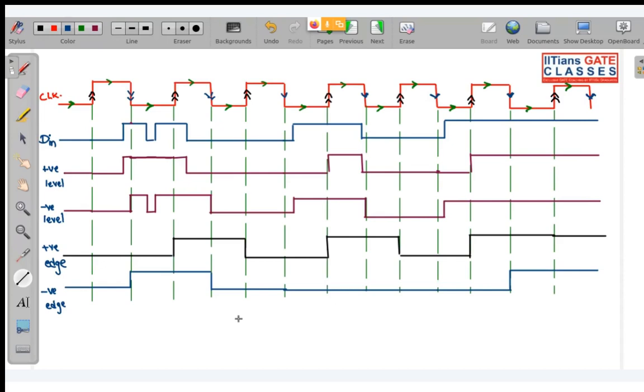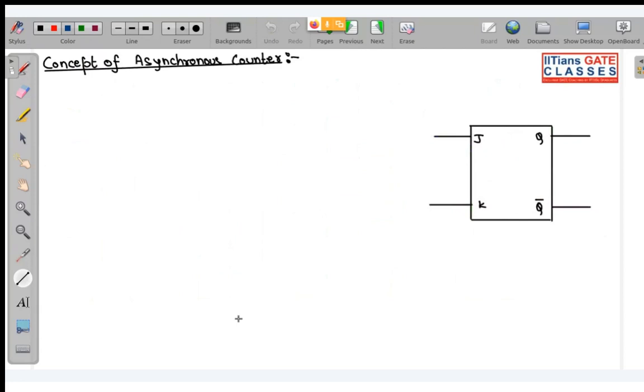Okay, fine. So now let us study the concept of asynchronous counter. In an asynchronous counter, basically the clock that we have, we don't give the same clock to all the flip-flops. So let us assume that this is your negative edge triggered JK flip-flop in an asynchronous counter.